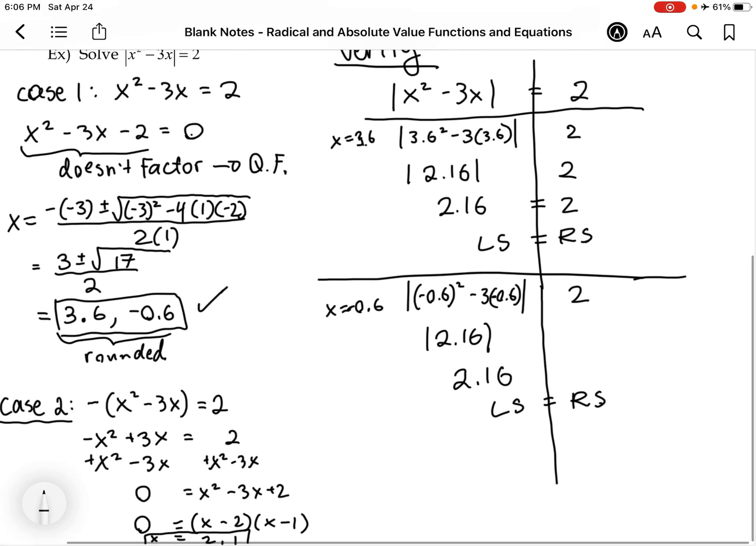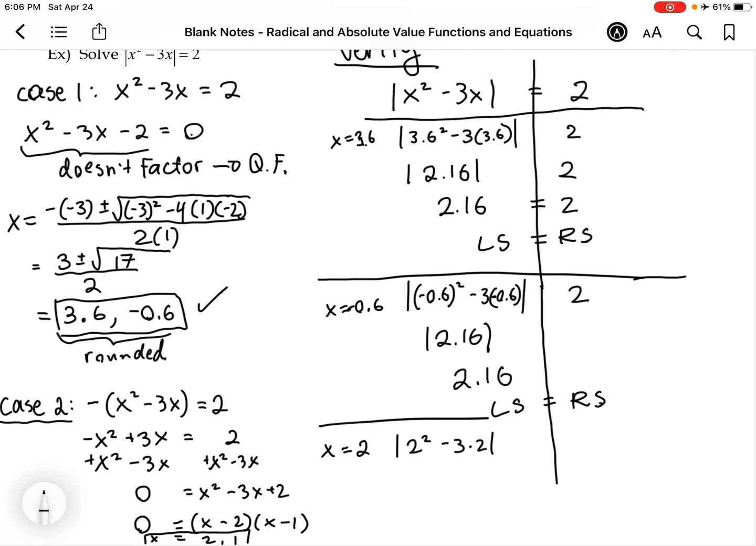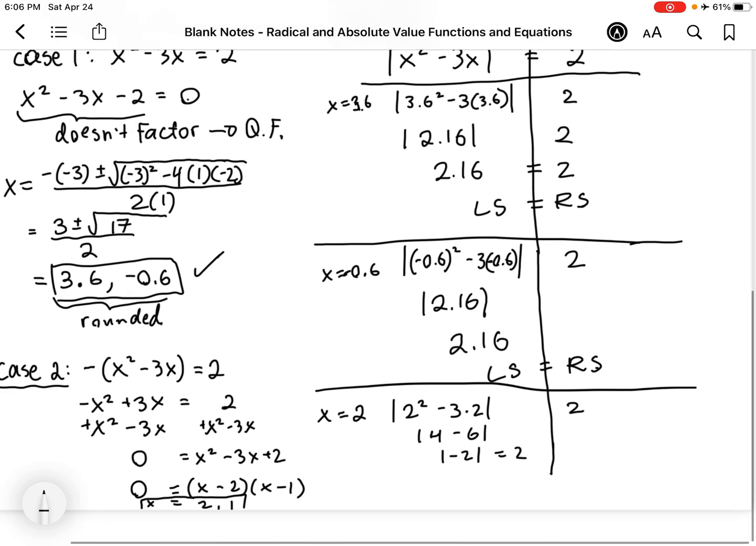And then the last two, I'm running out of room here. Okay, so we'll try and squish this in. X equals 2. I'm testing the absolute value of 2 squared minus 3 times 2. And then the right side is 2. So this is going to be the absolute value of 4 minus 6, which is the absolute value of negative 2, which is 2. Okay, so left side equals right side.